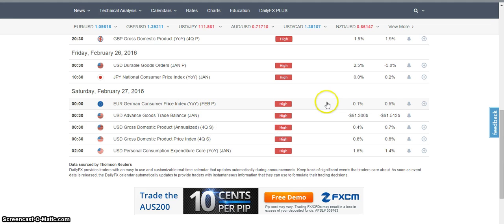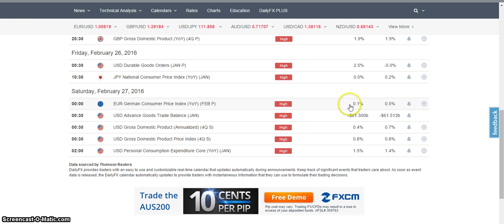And if you want to see weakness in the euro, you want to see some weaker numbers. They are already predicting 0.5 down to 0.2. That would have been factored into the market at the moment. So you want to see some even weaker numbers to see some more decline in the euro.